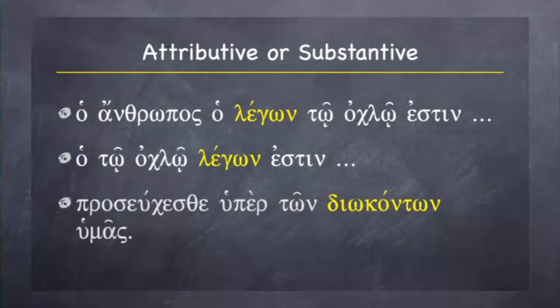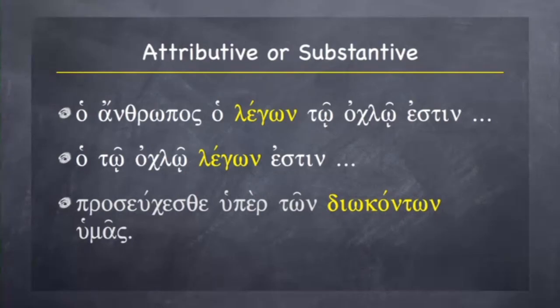Ha to achlo legon estin. The, to the crowd, speaking, is. Oh, okay, obviously that's not English, but what are you going to do with this? Well, what you have is article, modifier, what? Participle. The only way you can translate this is to understand that ha legon is functioning substantively. And you've got a modifier right between the article and the participle. So "the to the crowd speaking," well, "the speaking to the crowd," well, still is in English. So you're going to have to add in some words.